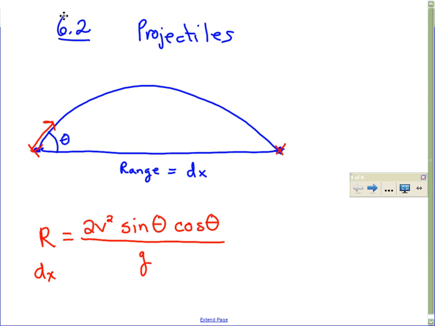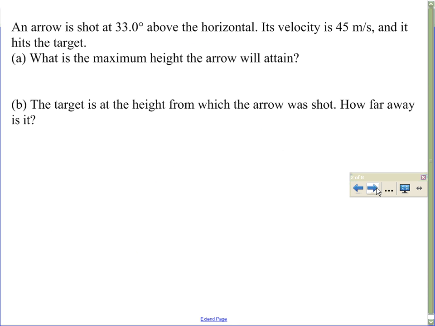Let me give you at least one example. In the first one, we have an arrow shot 33 degrees above the horizontal, and its velocity is 45 meters per second. And it hits the target. What is the maximum height the arrow will attain? And B, the target is at the height from which the arrow was shot. How far away is it?